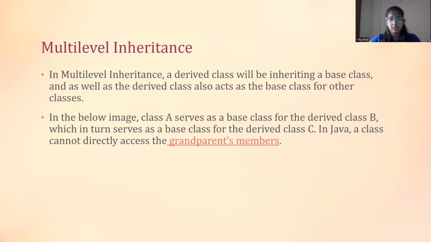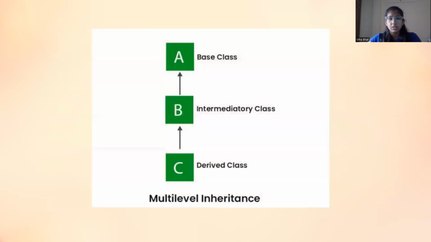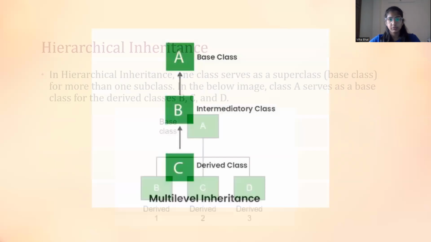So you can see in the image given in the next slide that A serves as the base class for the derived class B, which in turn serves as a base class for derived class C. So here A is the base class, B is the intermediate class, and C is the derived class. But C can have the functions or features from A as well as B.